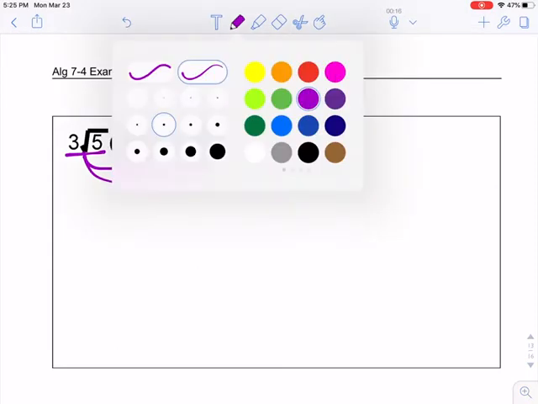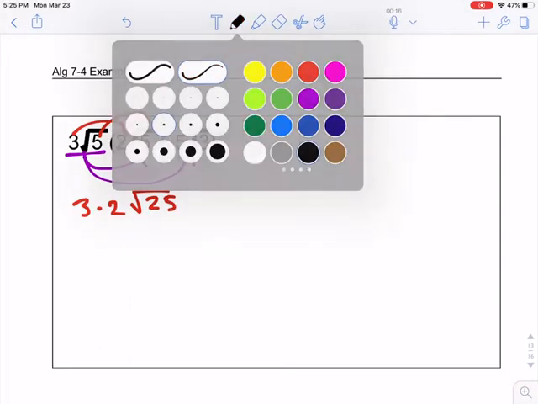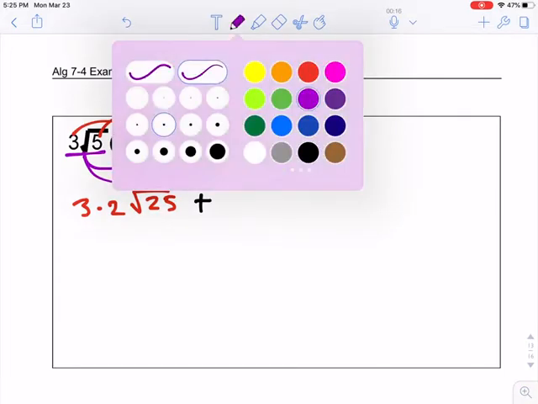So let's take a look at the first term. I'm going to do the first term in red. You're going to have 3 times 2. So I did that. And then I'm going to multiply my radicands times each other. So square root of 5 times square root of 5 gives me square root of 25. And it's plus, and then we'll do the other one.